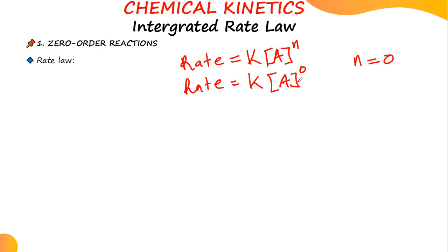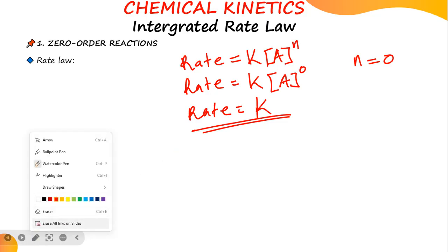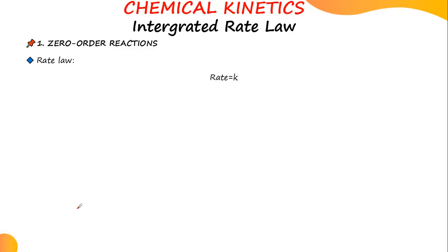N will be zero. So according to the laws of indices, anything raised to the power zero is what? 1, not so? Yes. So our rate for the zero order is dependent on the rate constant K. This concentration disappears because this is zero order. So our final one is going to be like this. So now you know where this is coming from.